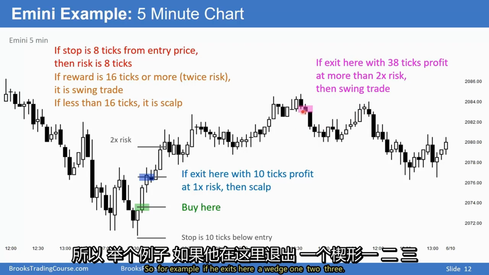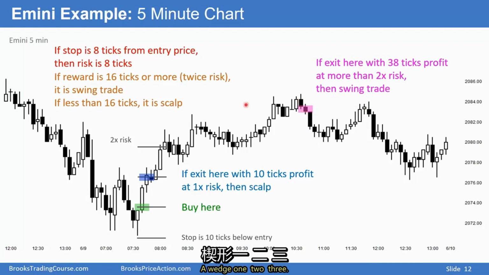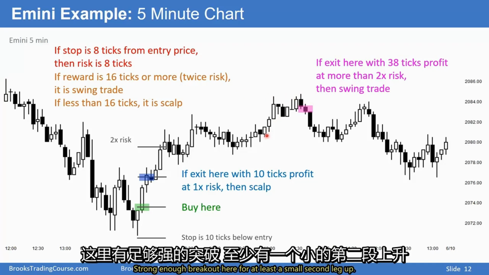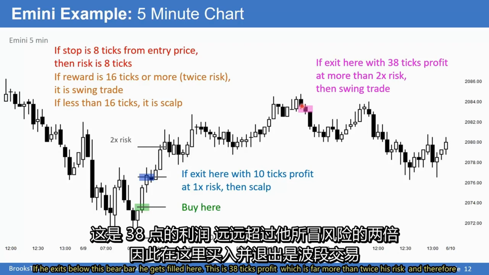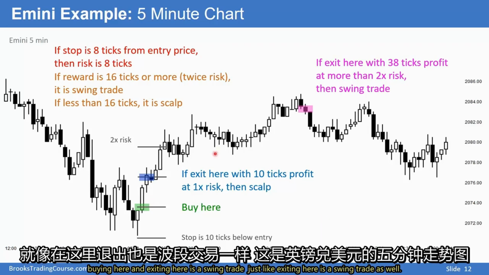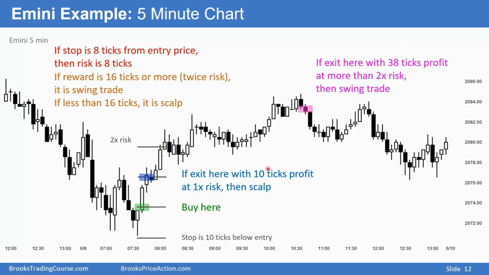So for example, if he exits here, a wedge 1, 2, 3, testing near the high, you have a bear bar, you have a second leg up, strong enough breakout here for at least a small second leg up, and now it's reversing down. If he exits below this bear bar, he gets filled here. This is 38 ticks profit, which is far more than twice his risk, and therefore buying here and exiting here is a swing trade, just like exiting here is a swing trade as well.